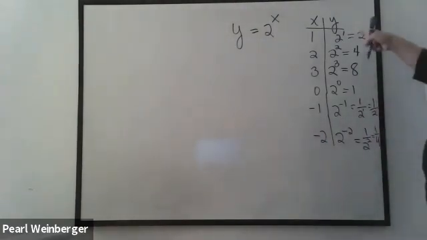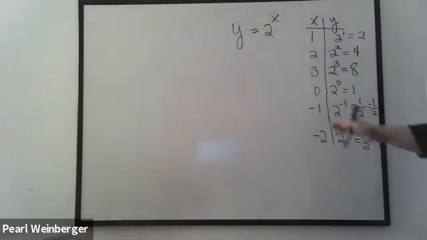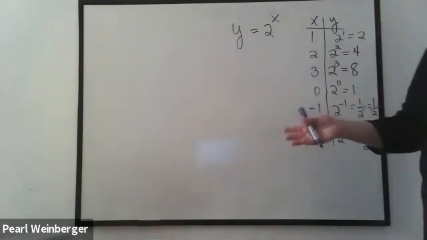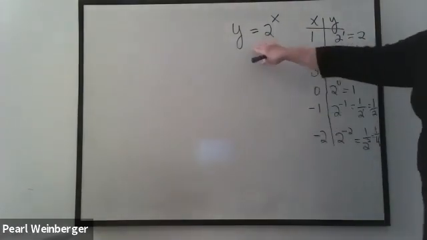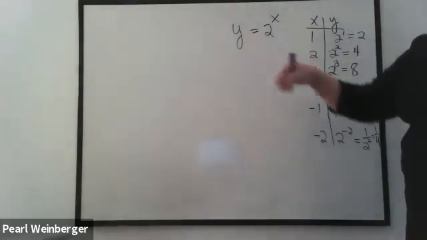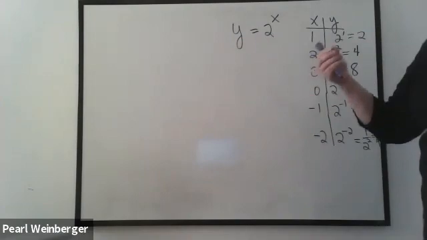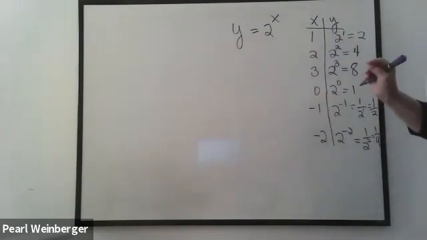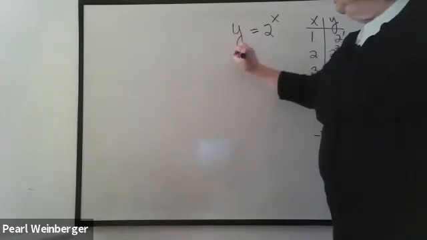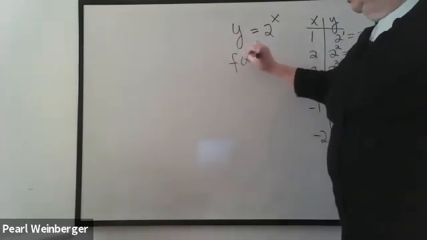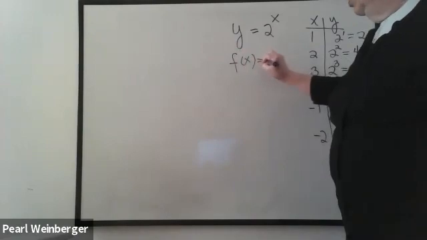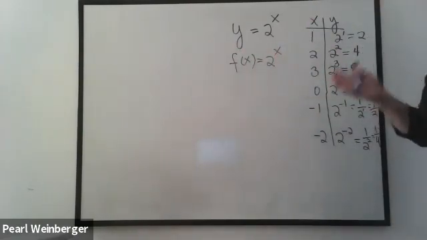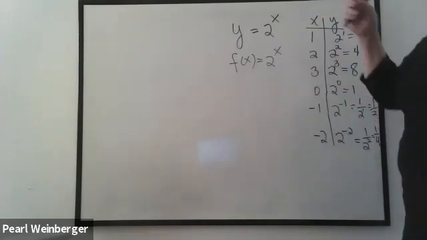Notice all my answers for Y are always positive. Sometimes they're getting bigger, sometimes they're getting smaller, but they never are negative. The answer, Y, can't be negative, because a positive number to an exponent will always give you a positive answer. This is also sometimes called f of x. We could call it f of x, or we could call it y. But this is an example of what we call an exponential function.